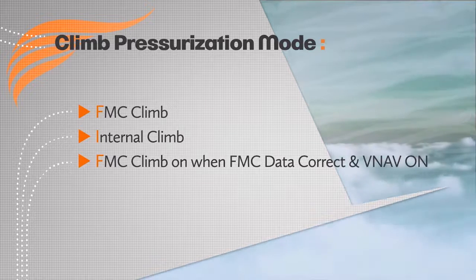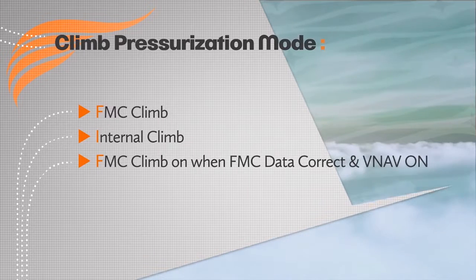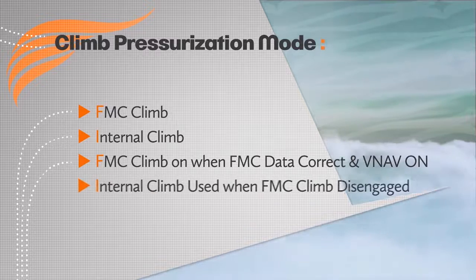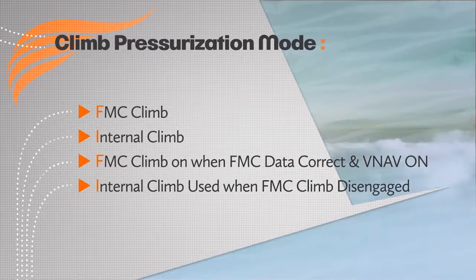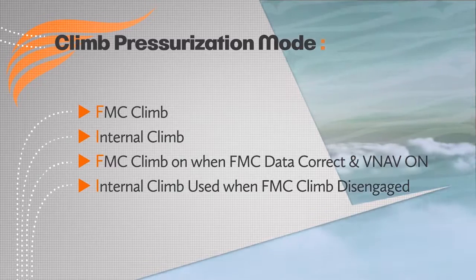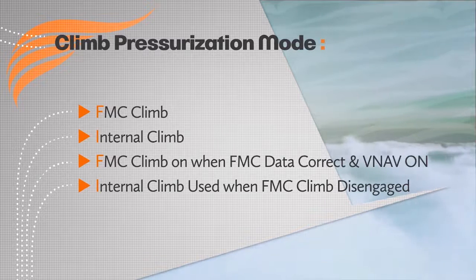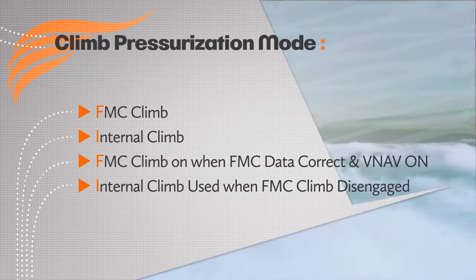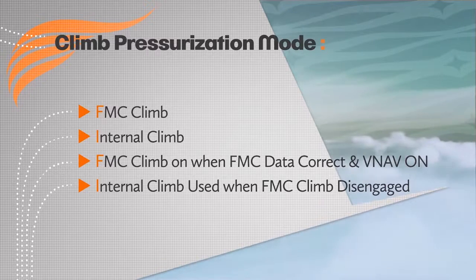In this scenario, airplane cruise altitude, landing field elevation, and cabin limits are taken into account to design the pressurization schedule. When FMC climb is not engaged, internal climb takes place. In this mode, cruise altitude is set to 43,100 feet and target cabin altitude is set to 7,950 feet. If the takeoff was made from an airport higher than 8,000 feet, the cabin descends to the cabin cruise altitude while the aircraft is climbing.